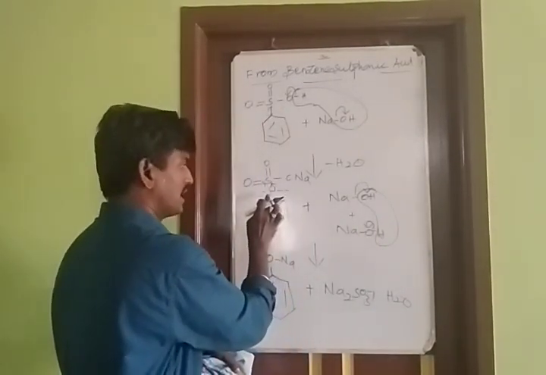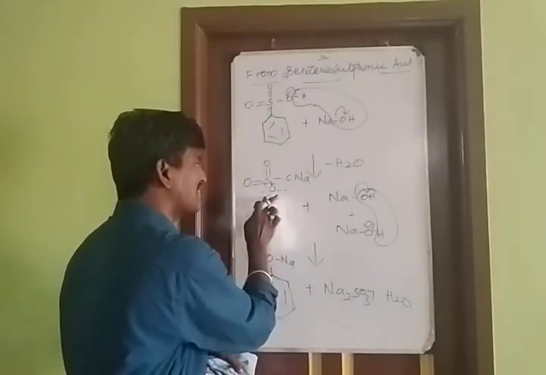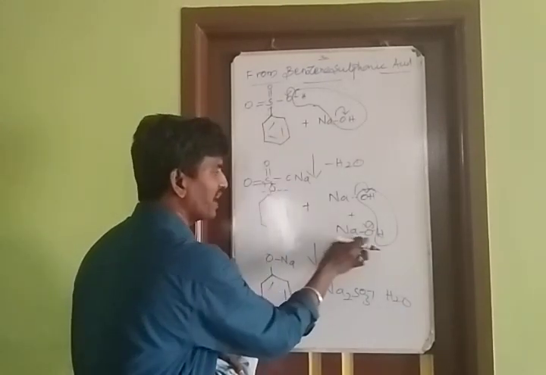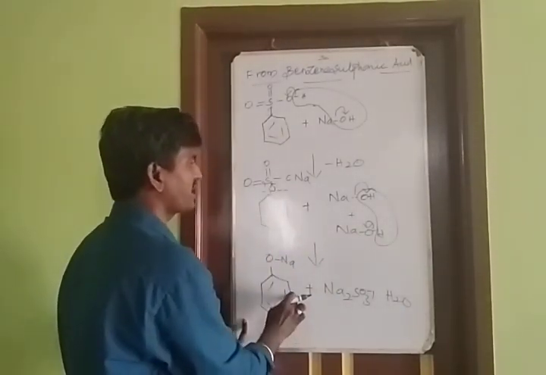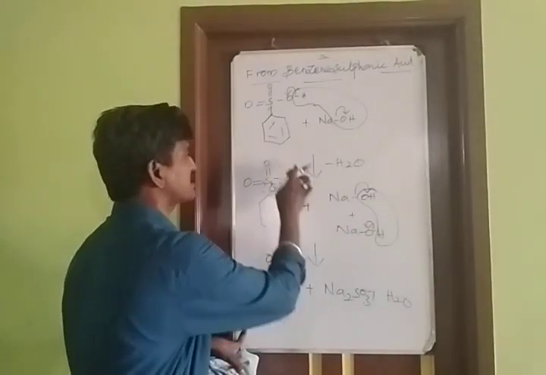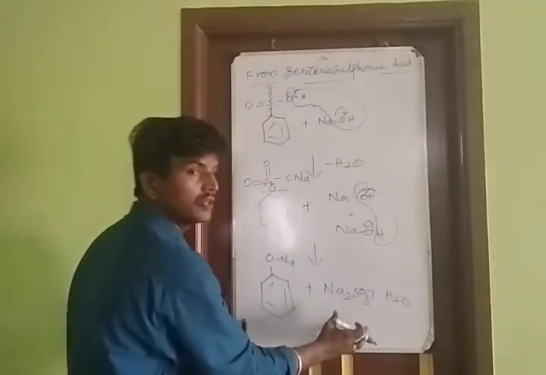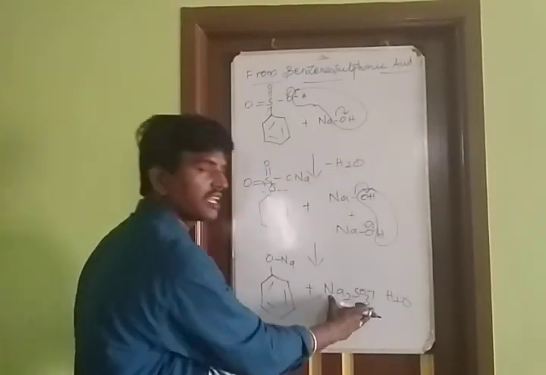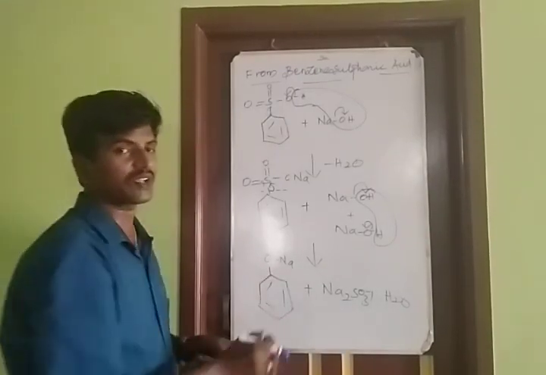Here Na plus, this NaO minus. Next compare carbon and sulfur. Which one is more electronegative? Sulfur. So here the bond breaks. Carbon charge is plus, NaO minus. So bond formation, you can get sodium phenoxide. Next, the remaining Na plus is combined with the remaining part. It becomes Na2SO3.